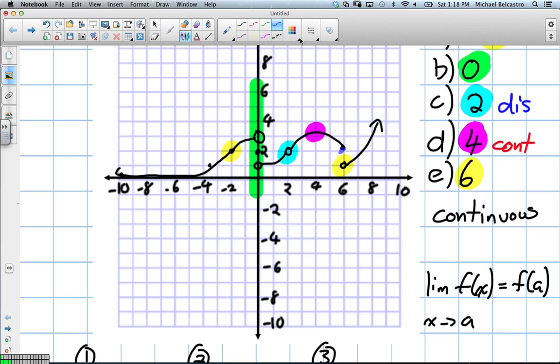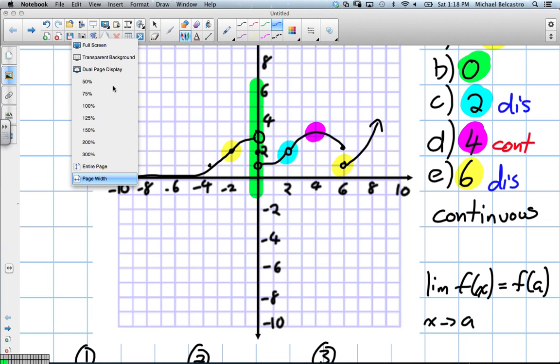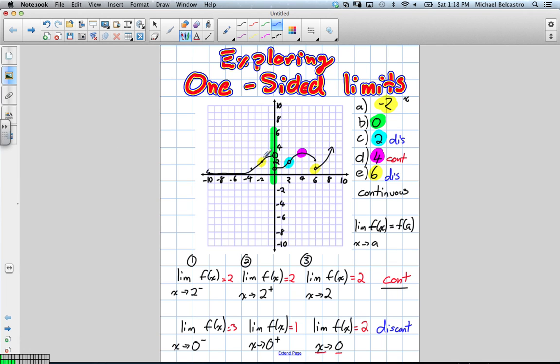Excellent. So that's the idea of discontinuity, and that's also the idea of approaching things from the left and from the right. We'll get into actual values of that next. We're just looking at a graph, exploring one-sided limits, and seeing if things are discontinuous or continuous.